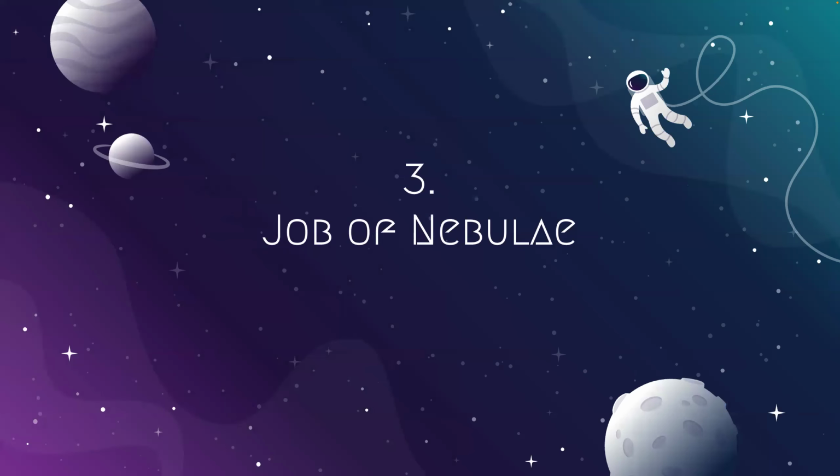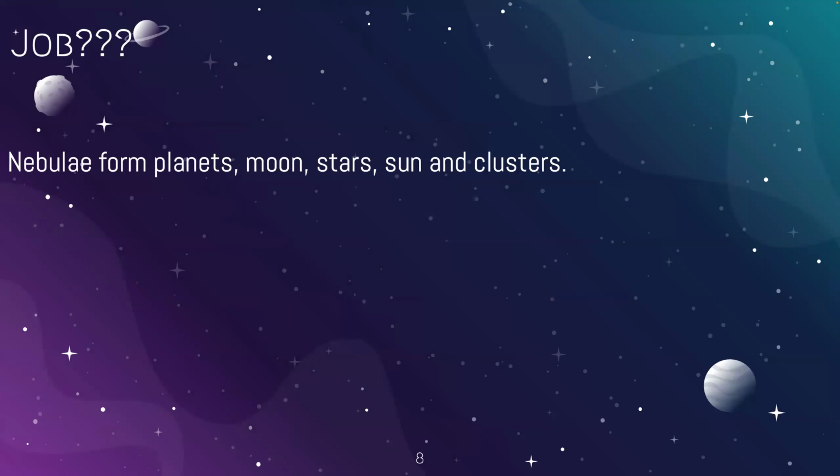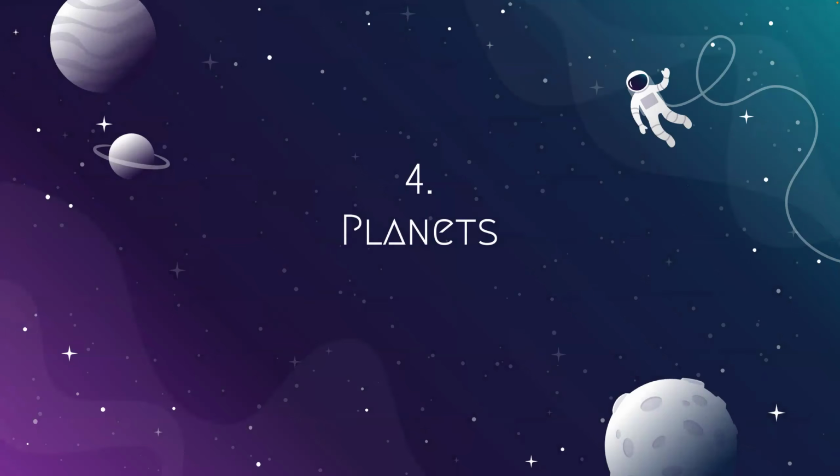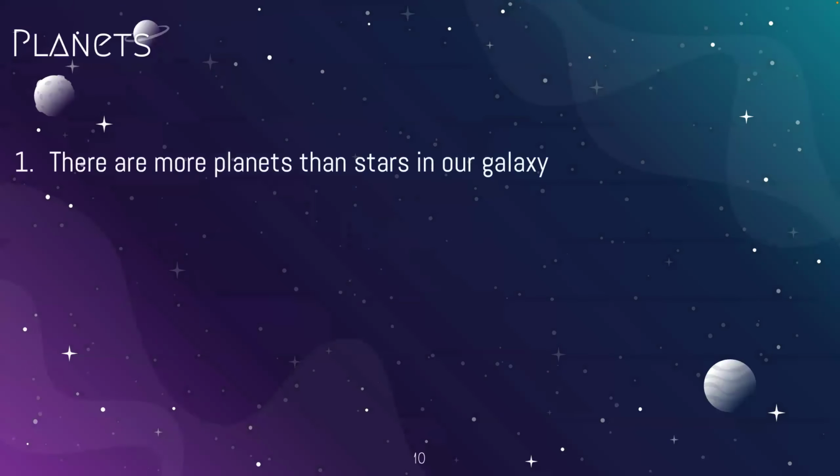Next, what does nebula do? As we said, nebula is the dust that is going to form a planet, moon, star, asteroid or comet in the future, right? So nebula is the beginning point of it. So what is a planet? There are more planets than stars in our galaxy. But what do we mean by planet?